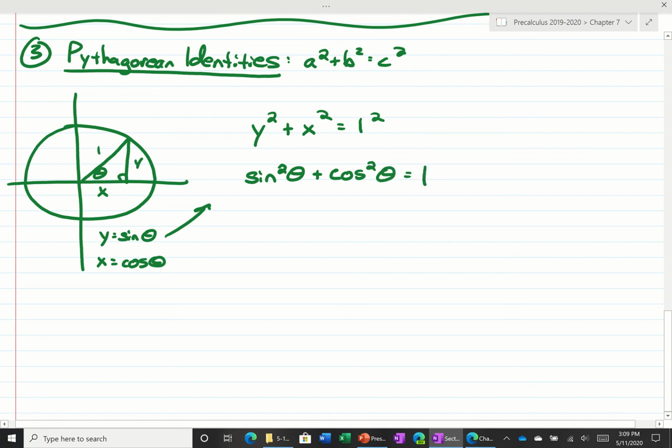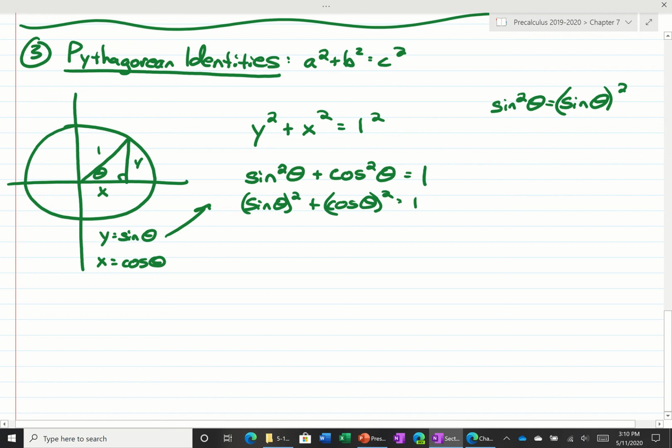1 squared is 1. That gives us a whole new identity. And just so you know, sine squared of theta just means sine of theta squared. It's just notation. So you could have also written this as sine of theta squared, meaning times itself, plus cosine of theta squared equals 1.